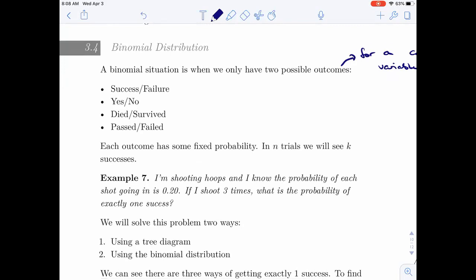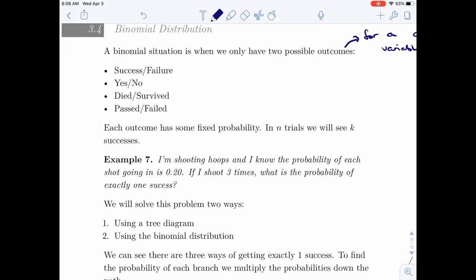And so each outcome is going to have some fixed probability, right? So this is taking us back to essentially chapter 2, where we talked about probability. And we'll see an example in just a second, but we'll talk about N trials.